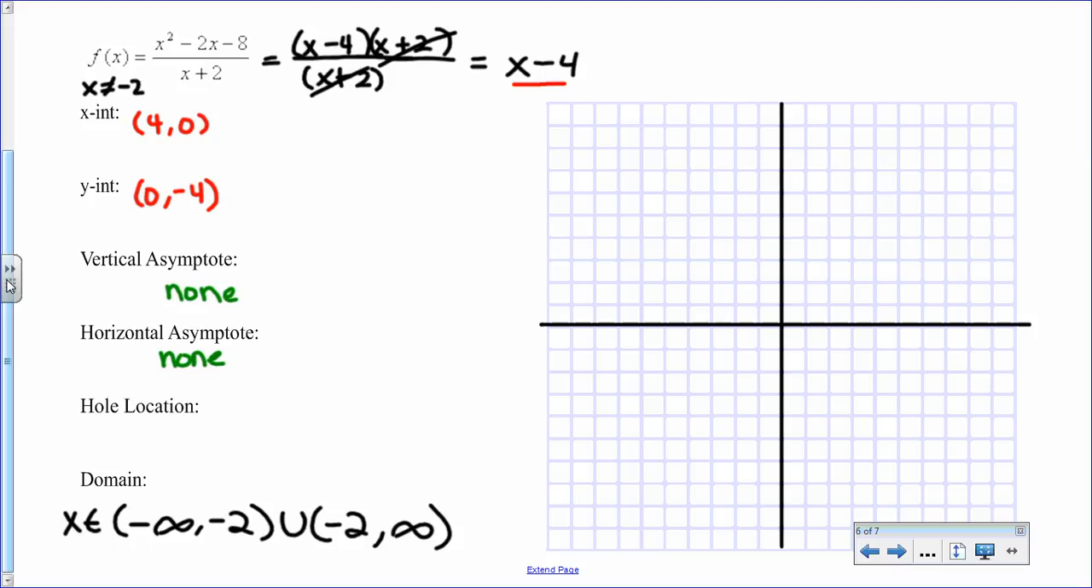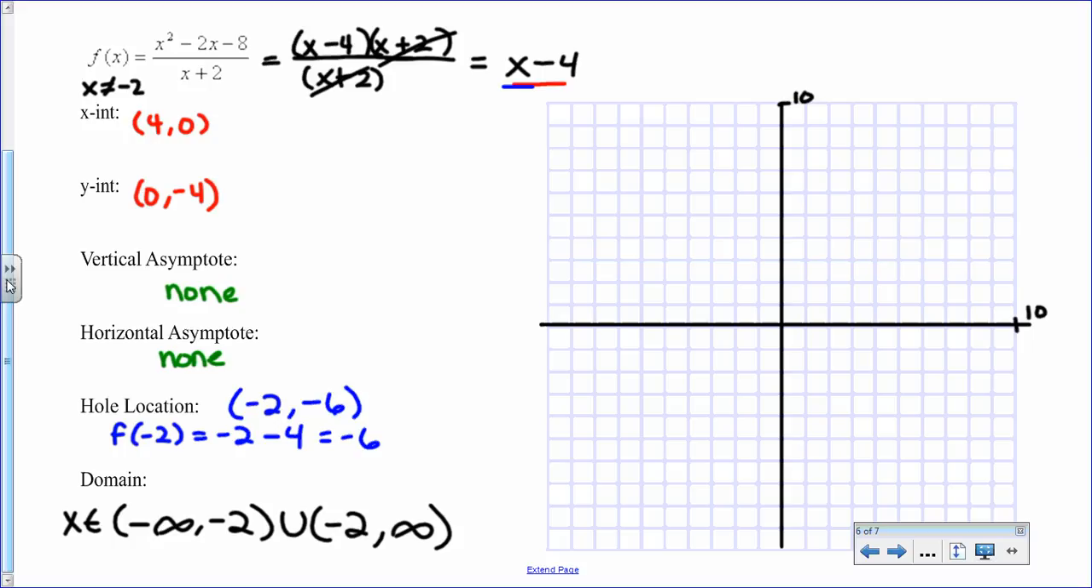Okay, the hole location. So the hole is where x is negative 2. The y-coordinate, I plug negative 2 in for x, negative 6. So the hole is at negative 2, negative 6. And then we graph. So all this is a linear equation with a hole at negative 2, negative 6. So let's graph our line.